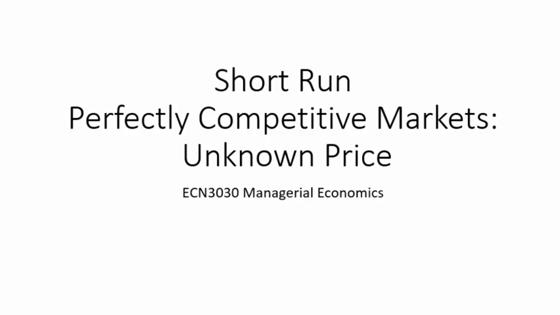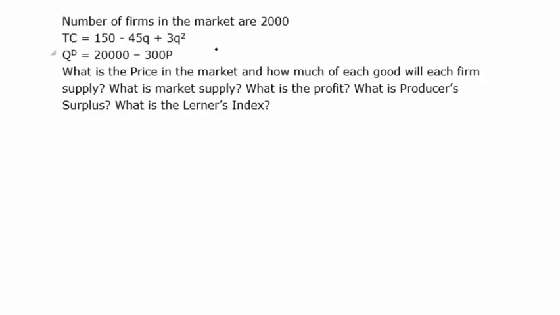In this video, we will be discussing perfectly competitive markets in the short run and how they profit maximize when they have an unknown price. Here we have a problem that gives us the number of firms in the market is 2,000. They also give us a total cost function of 150 minus 45q plus 3q squared, as well as a quantity demanded function of 20,000 minus 300p. And they ask us, what is the price of the good in the market?